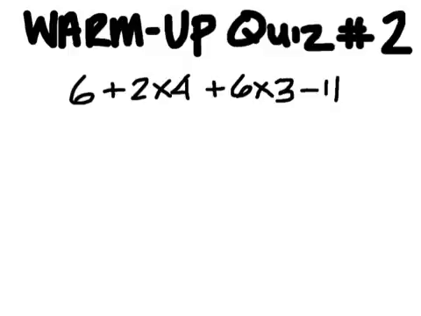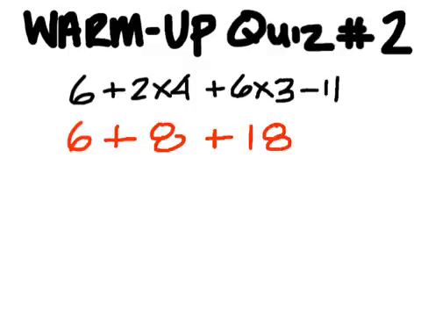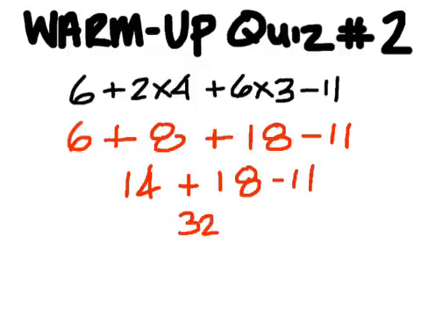Number 2. Should have had 6 plus 8 plus 18 minus 11. That would have been 14 plus 18, which is 32, minus 11 is 21.